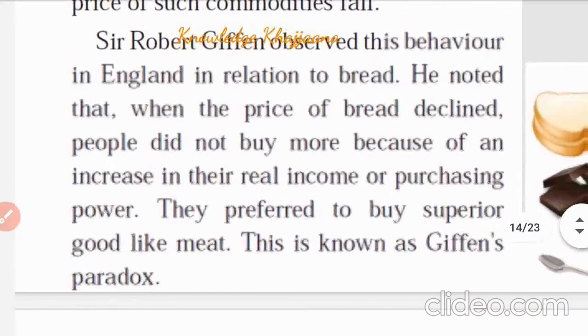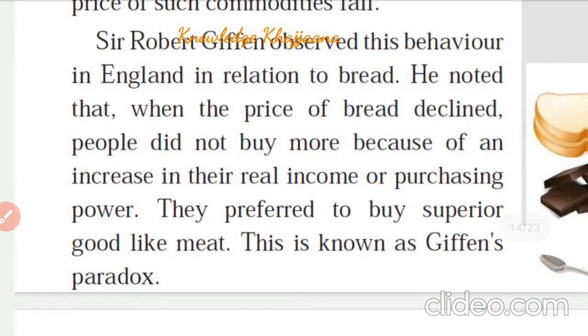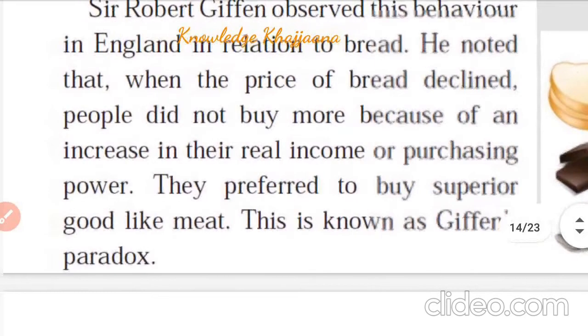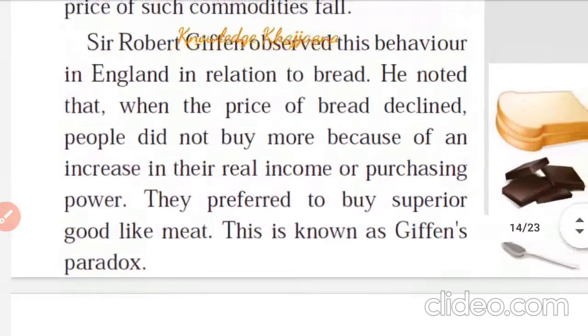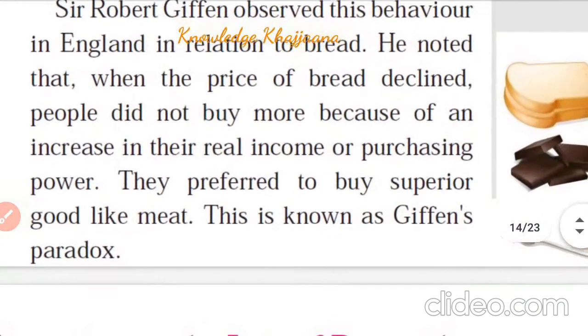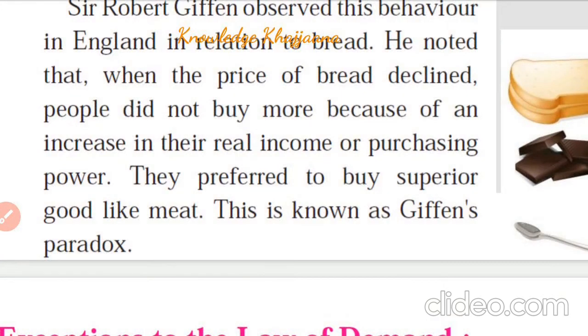And when the price of bread declined suddenly, people did not buy more of it. Actually, they should have bought more as per the law of demand. But though the price of bread declined, they didn't go for buying more. Why? They thought their real income had increased. What is meant by real income? If the price of bread declined, their savings will increase, and they thought their real income would increase. And with the increased real income, they thought of buying some superior goods like meat.